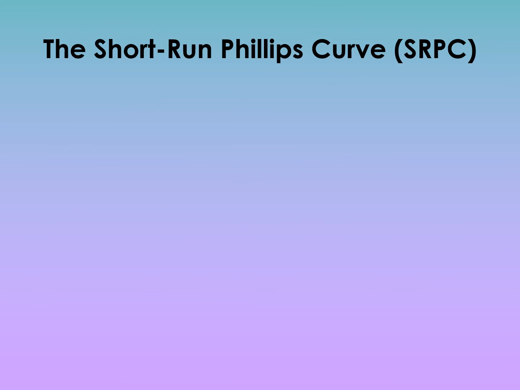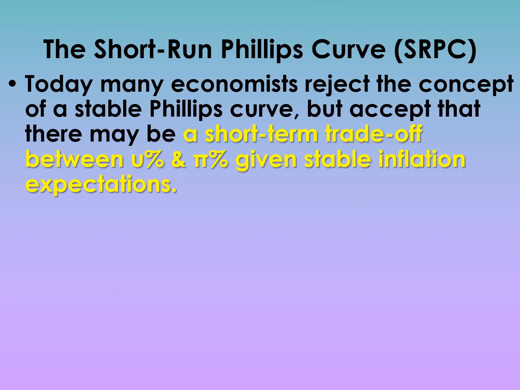All right, so let's talk about the difference between the short-run Phillips curve, SRPC, and the long-run Phillips curve. Today, most economists reject the concept of a stable Phillips curve. In other words, there's not just a magical short-run Phillips curve that perfectly slopes downward and that we can always predict how changes in unemployment are going to change the rate of inflation. Instead, today, economists accept that there may be a short-term trade-off, at least in the short run, between 1 to 2 years, given stable inflation expectations. And so, one term we're going to pay close attention to here is expectations. That's going to be key.